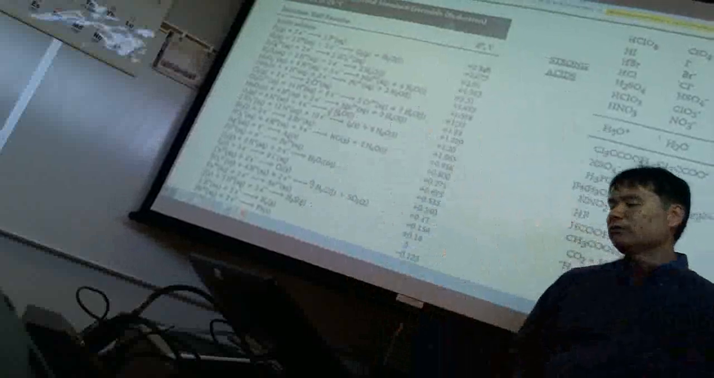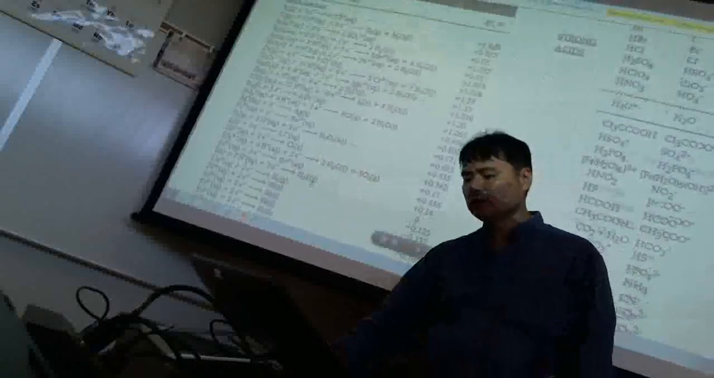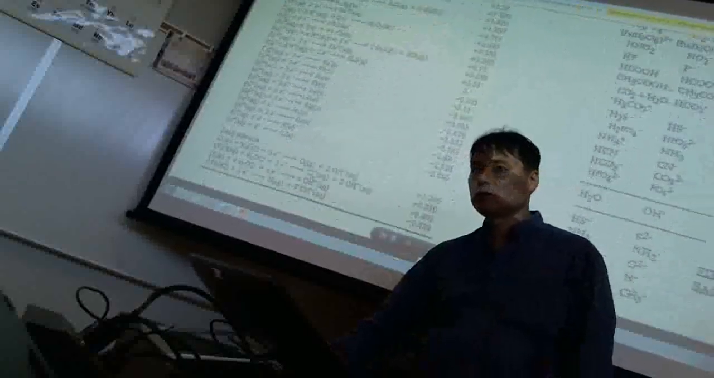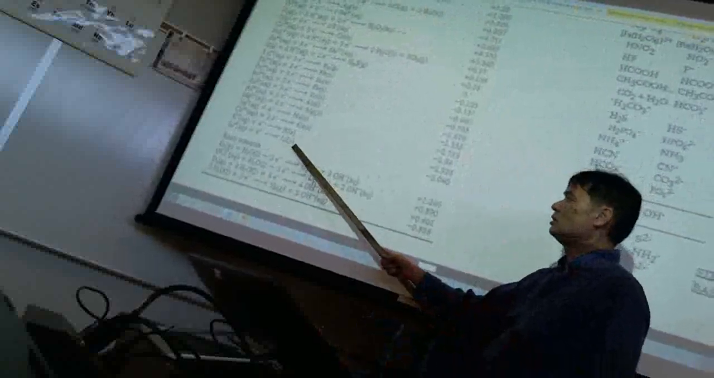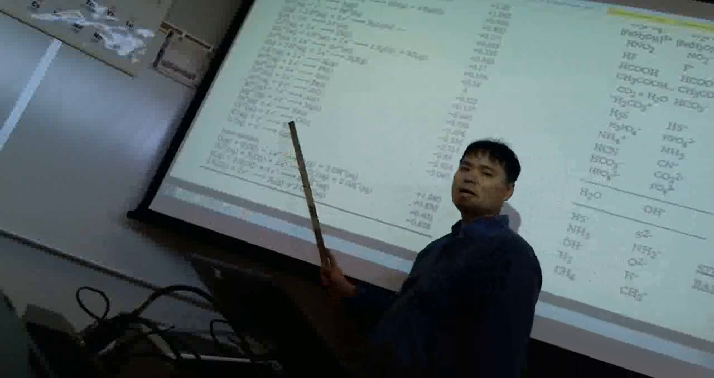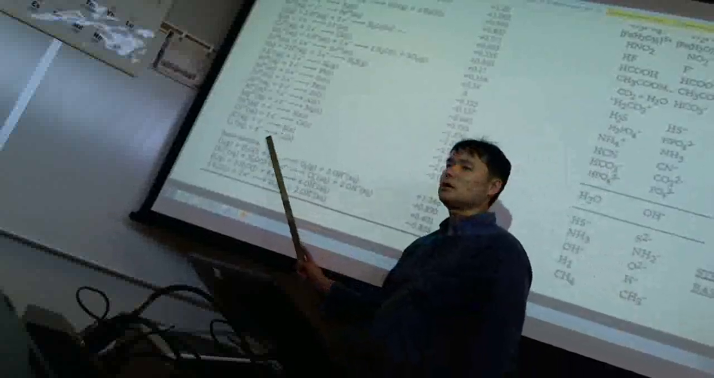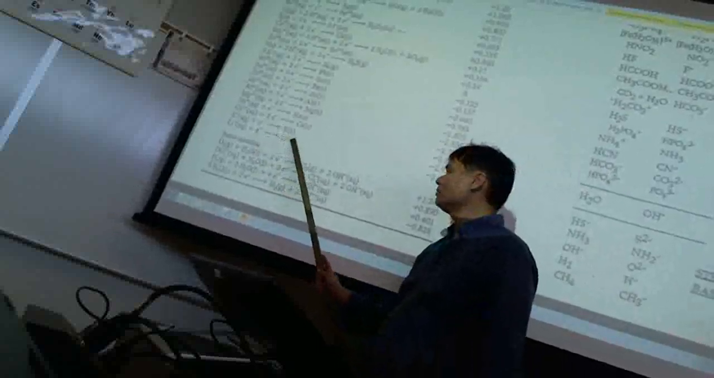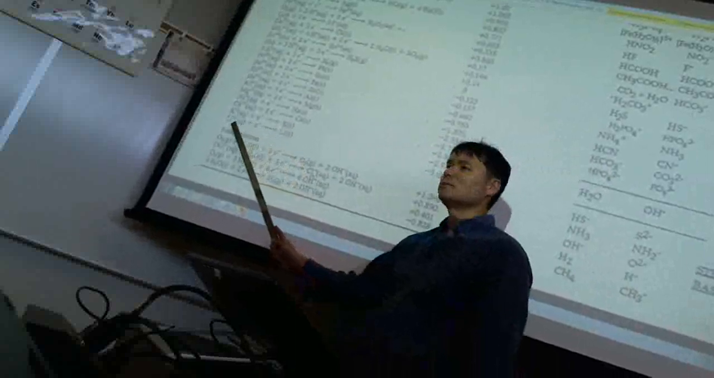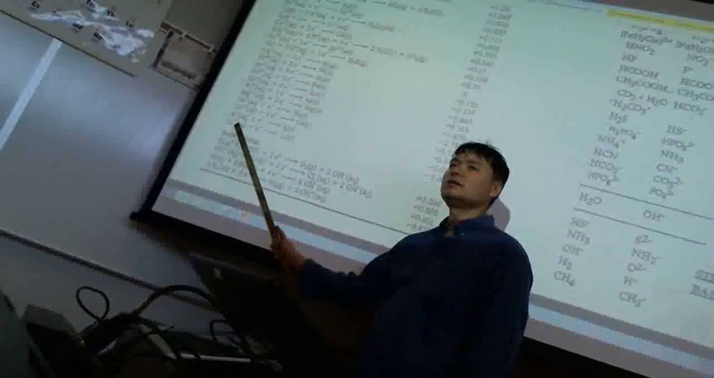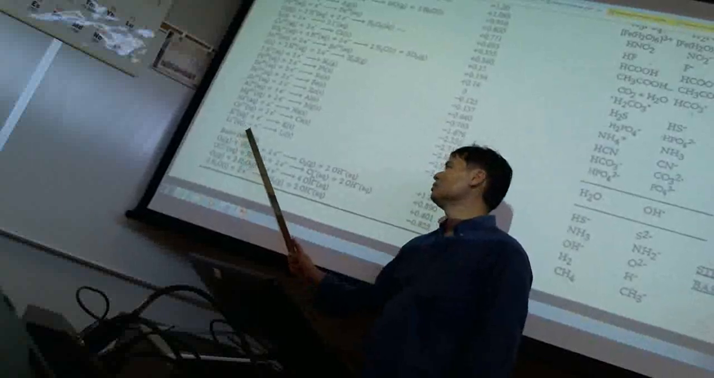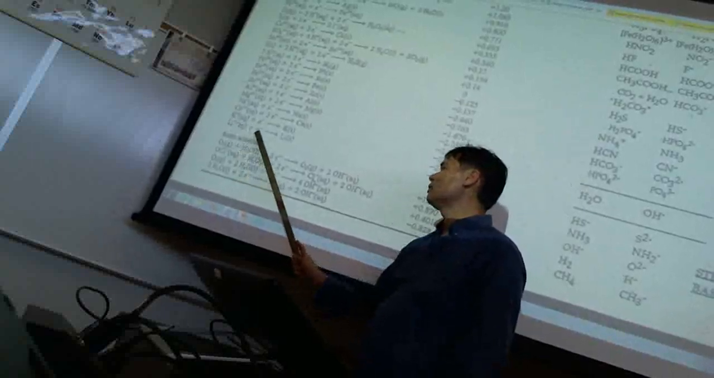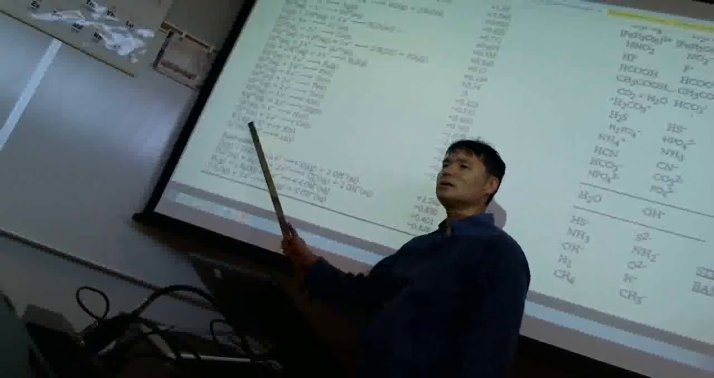What's the most powerful reducer on the chart? Lithium. Lithium is the most powerful reducer on this chart, which means it's the species that's most likely to give up electrons. If lithium is the most powerful reducer, then its conjugate, lithium ion, is the weakest oxidizer, because lithium ion doesn't really want electrons. If lithium ion doesn't really want electrons, then lithium can easily give them up, right?